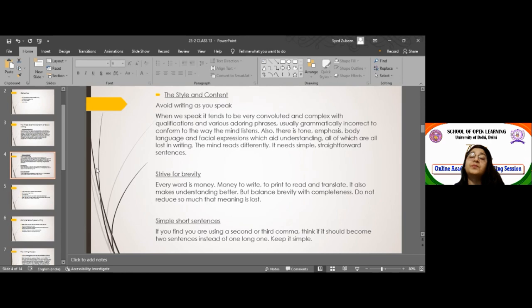Then strive for brevity. Brevity, right? Every word is money, money to write, to print, to read, and translate. It also makes understanding better, but balance brevity with completeness. Do not reduce so much that meaning is lost.